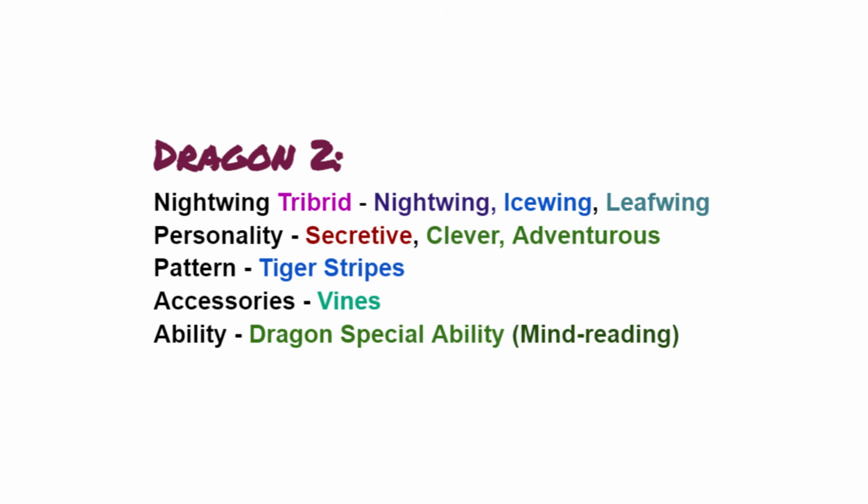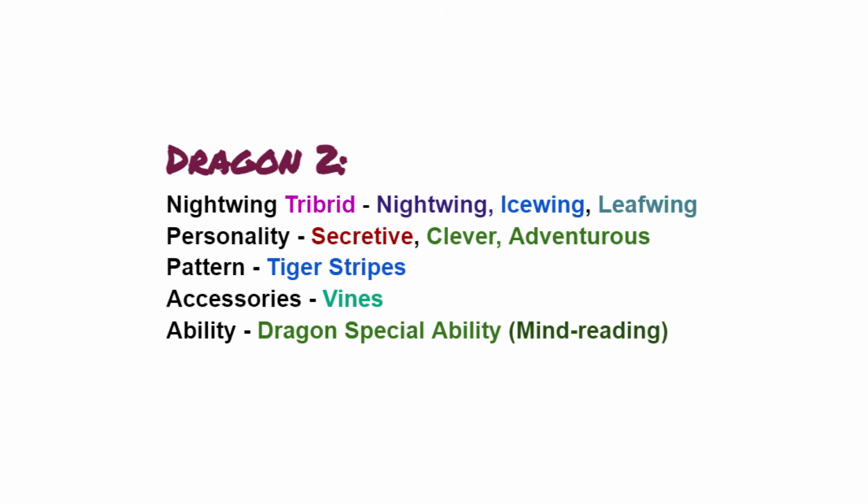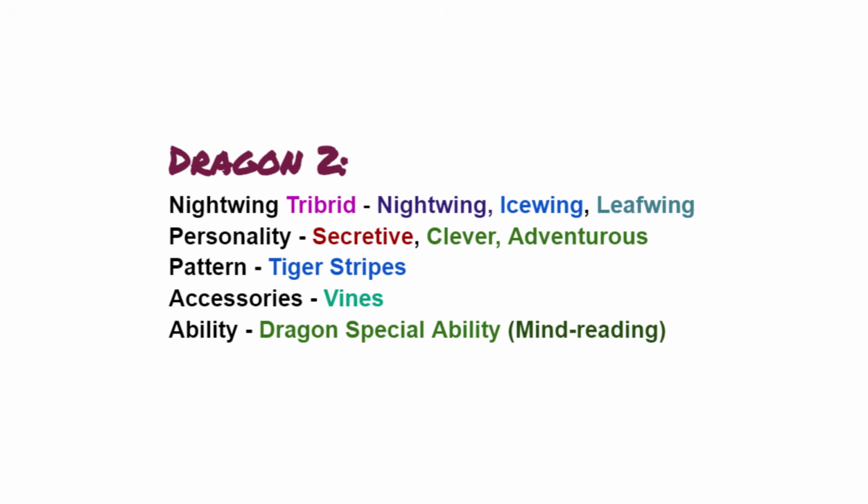For my second dragon, I got another tribrid, which is insane. I didn't think I'd be getting 2 tribrids in one pull, but she's a tribrid between Nightwing, Icewing, and Leafwing. Her personality is secretive, clever, and adventurous. Her pattern ended up being tiger stripes. Her accessories ended up being vines. And she did end up getting dragon special ability, which I chose to be mind reading since she's a Nightwing.